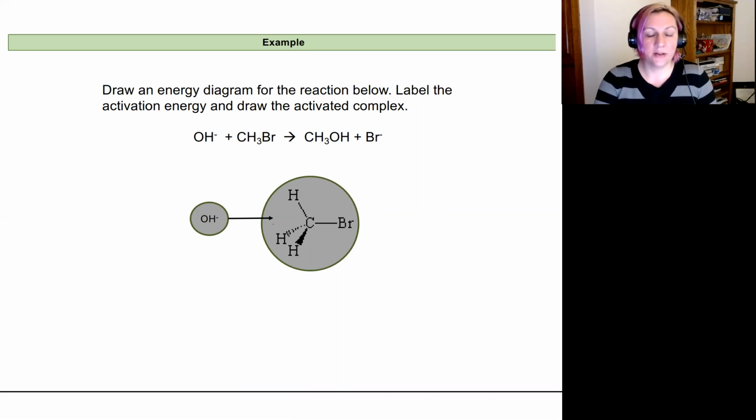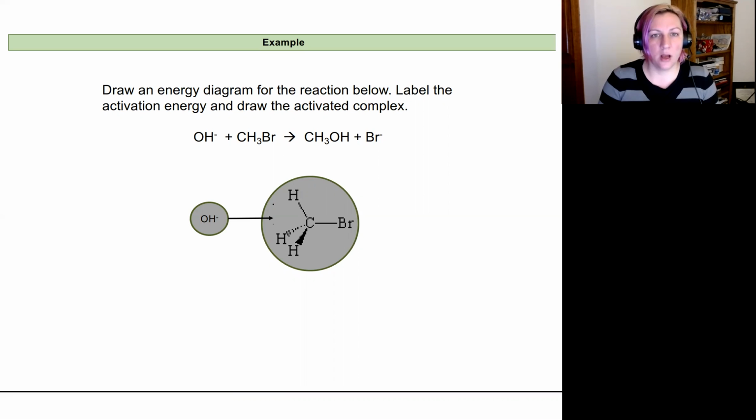So we'll get into calculations with the activation energy, but first let's look at just drawing out one of these reaction diagrams and thinking through this transition state. So this was the example collision theory problem we were looking at, where we have hydroxide combining with CH3Br and forming methanol and bromine ions.